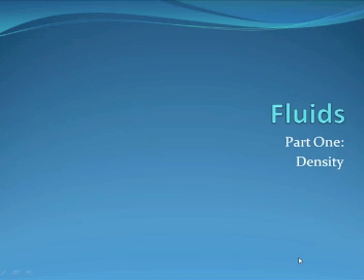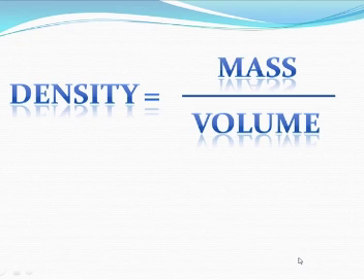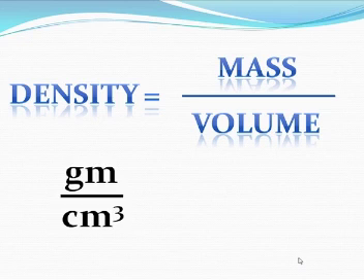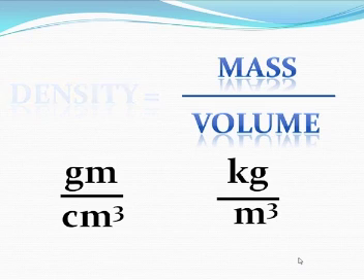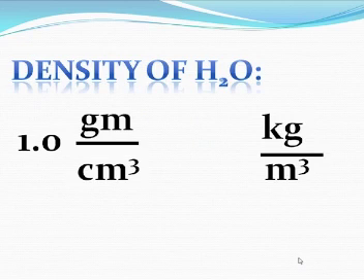Let's begin a review of fluids. First of all, density. You learned this probably in grade 6. Density is mass over volume in grams per cubic centimeter or kilograms per cubic meter. The only difference is the symbol for density is the Greek letter rho, and you need to get used to that. You will see that constantly as representing density.